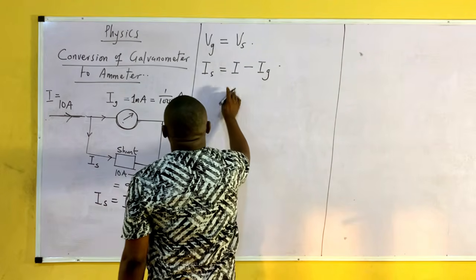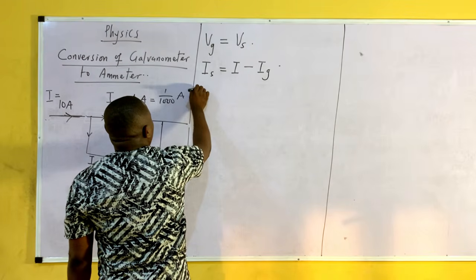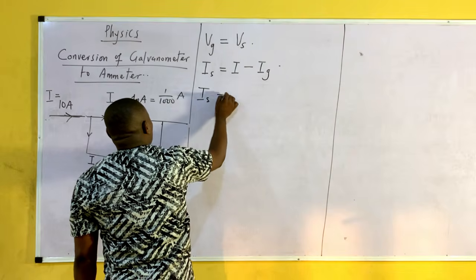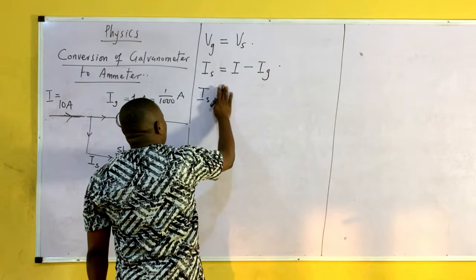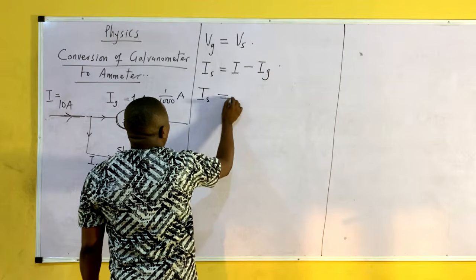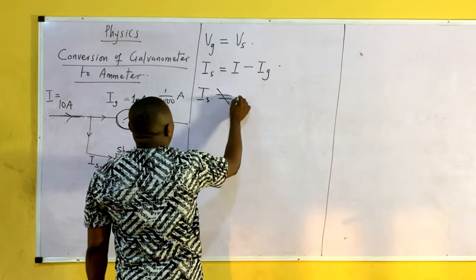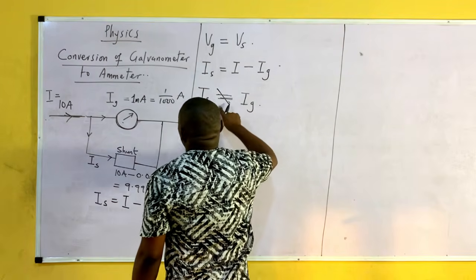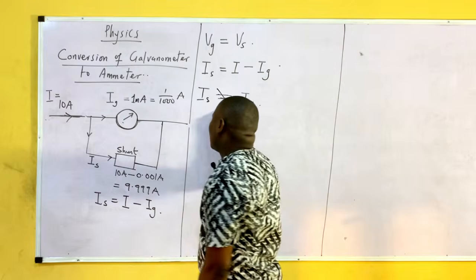Very, very important. But the current of the shunt is not equal to the current of the galvanometer. Take note, they have the same voltage, but they don't have the same current. Very, very important.